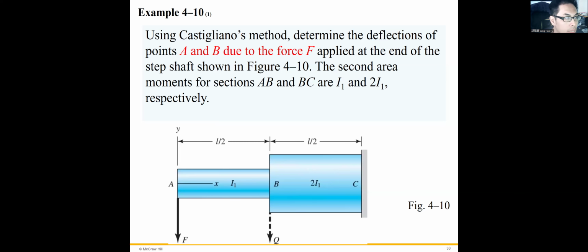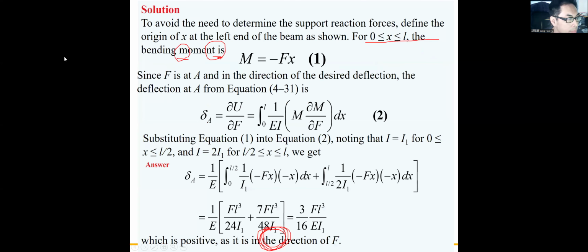Okay. So this question asks for the deflection at points A and B. The real force is applied at point A, right? However, for point B, where zero force is applied, in this case we can apply a dummy load Q at point B. Okay, this is a dummy load, it's not real. This Q is not real.